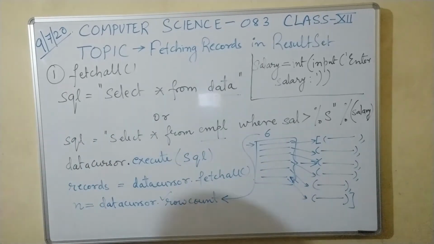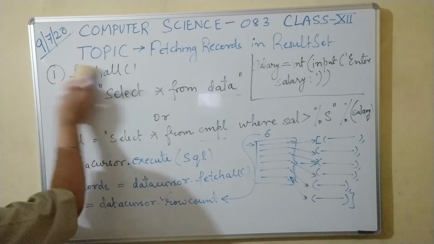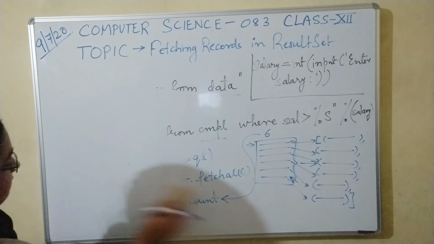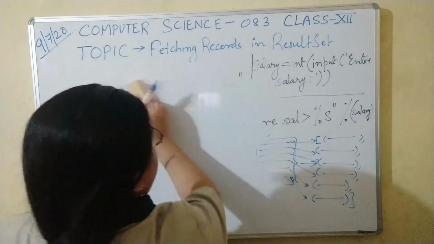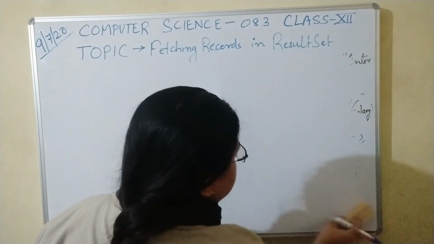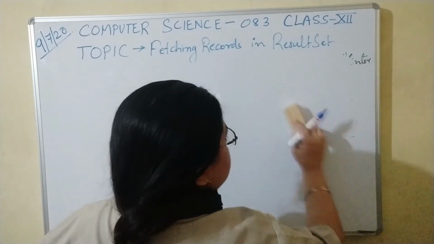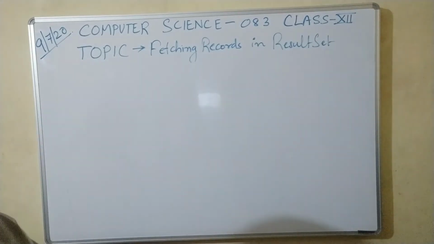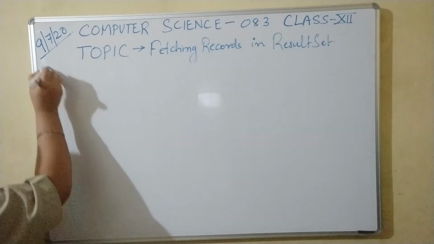So the total number of records in the cursor, we get within rowcount. Coming to our next variant, that is fetchone. Fetchone fetches only one record from the result set and returns only one tuple. We will see that over here. Second is fetchone.